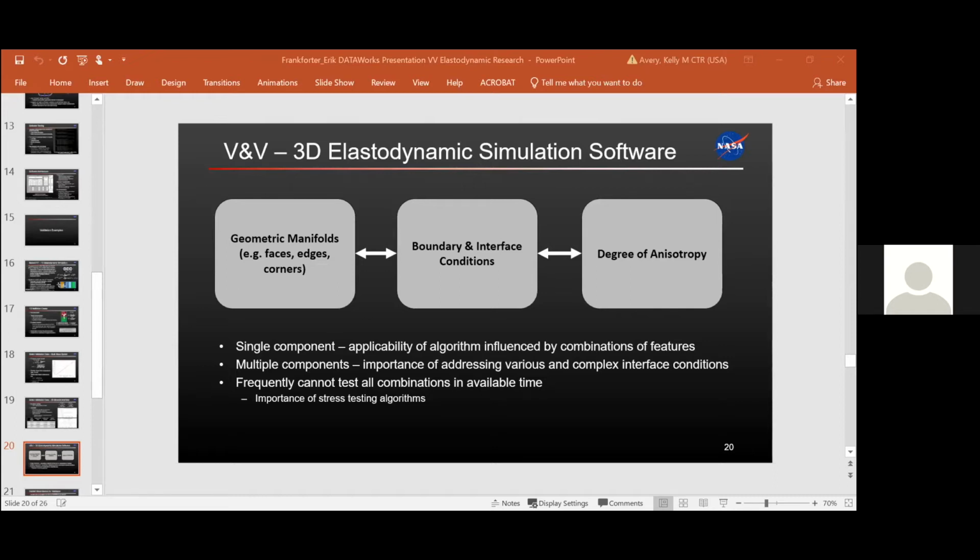We don't have enough time to test all the combinations here, but there are combinations that can actually break some of the algorithms that we've tested. That was one of my lessons learned going through this in my postdoc days: finding what combinations of these will challenge your algorithm during a kind of stress test. Go to slide 21, please.